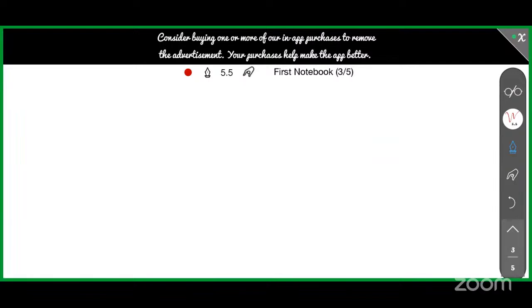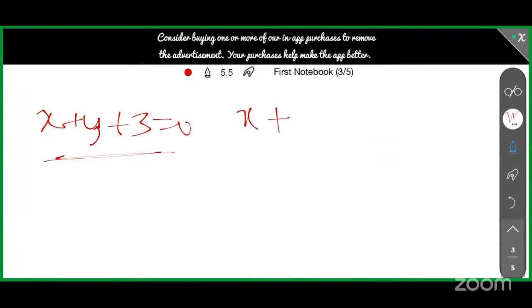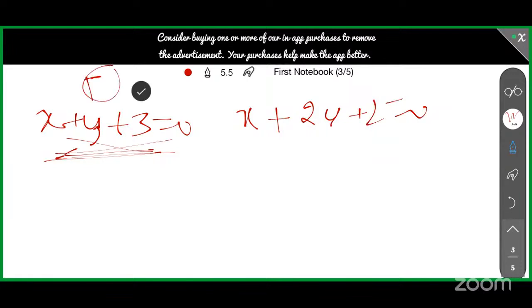There is one point on the line x plus y plus 3 is equal to 0, and another line x plus 2y plus 2 is equal to 0. Means there is one point lying on the first line. Let us say that point P. There is one more line x plus 2y plus 2 is equal to 0.